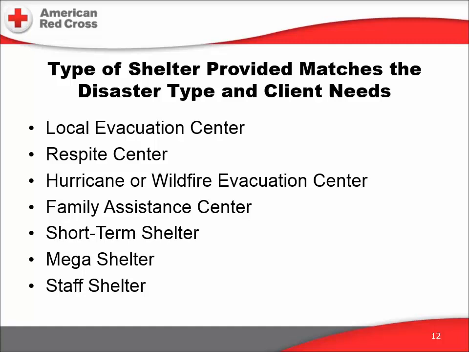A family assistance center might be used for families of individuals in an aircraft or train accident or after mass casualty events. A short-term shelter may be used to provide a location for clients to live temporarily and receive services for transition to new housing. A mega shelter is a very large shelter, often located in a convention center or sports arena. Staff shelters provide lodging, feeding, and relaxation shelter for Red Cross workers when commercial lodging is not available.